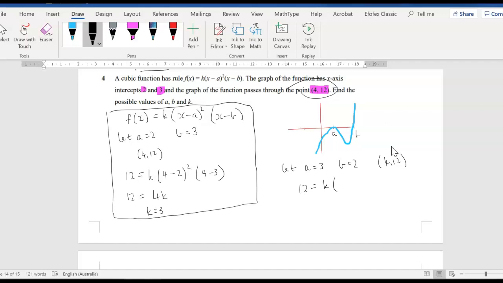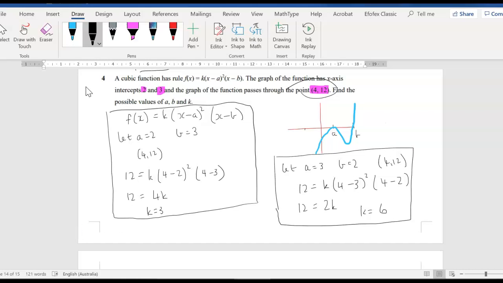This time our x is still 4, but this time a is 3. Square that. And then we're going to have 4 minus b, which is 2. All right, so 4 minus 3 is 1. 1 squared is 1. 4 minus 2 is 2, so 1 times 2 is 2, so we're going to have 2k, so k is equal to 6. All right, so there's your other possible solution.